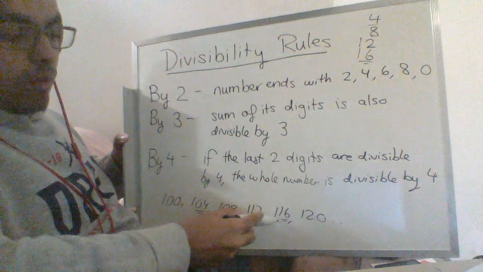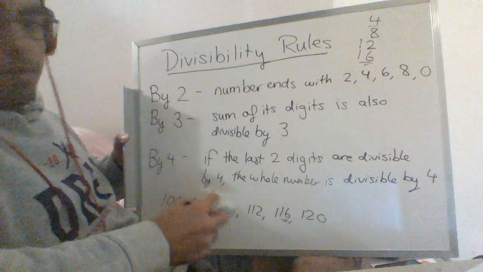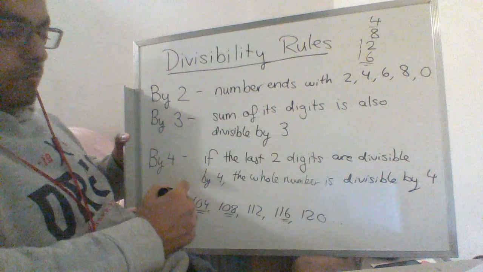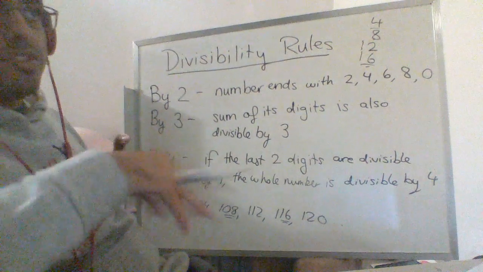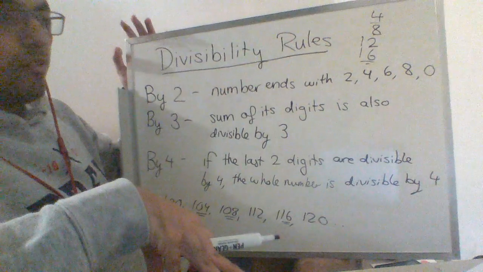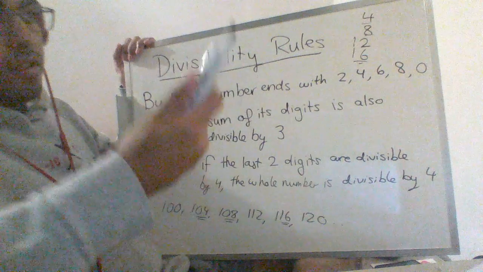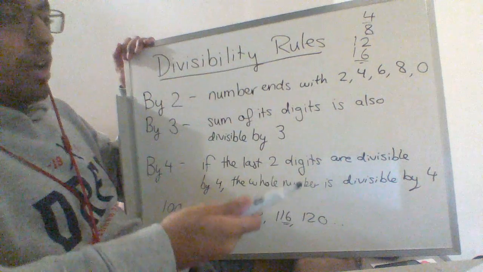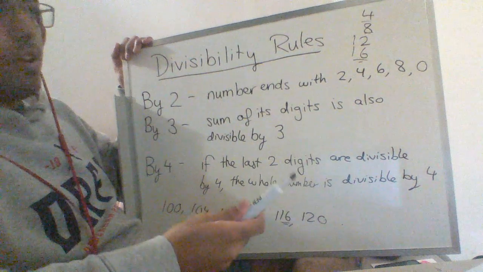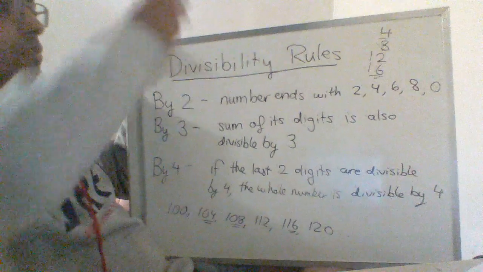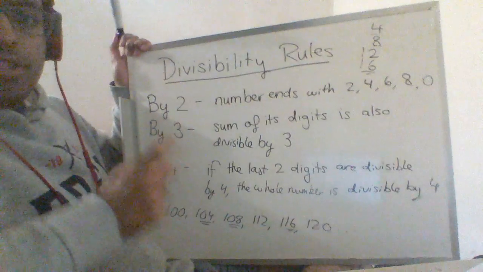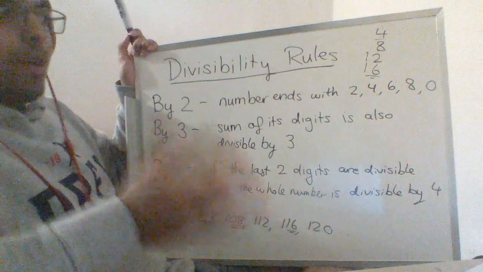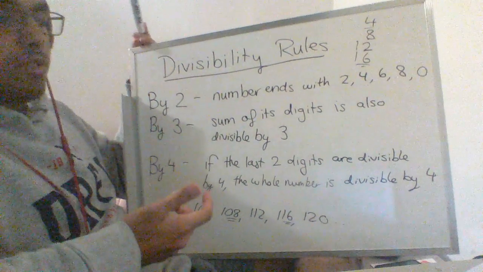So it doesn't matter what else is in front of this number, because every 100, this pattern repeats. So any number that ends in 04 is going to be divisible by 4. Any number that ends in 44 or, I don't know, 64 or 88, all of that is going to be divisible by 4 because the two-digit number without anything else in front of it is divisible by 4.